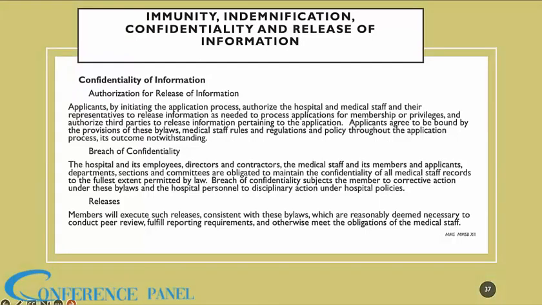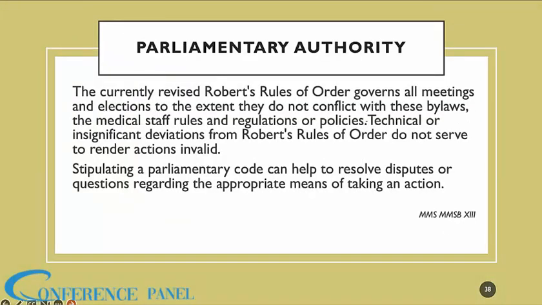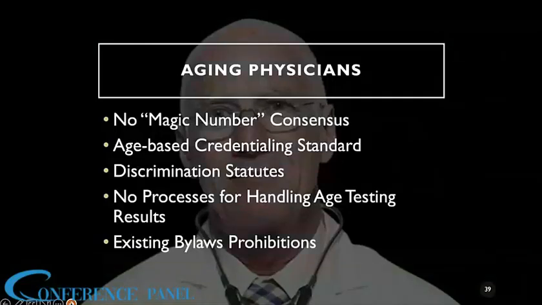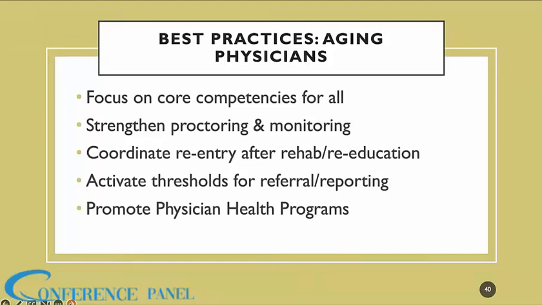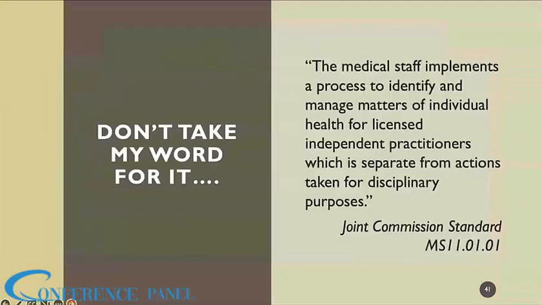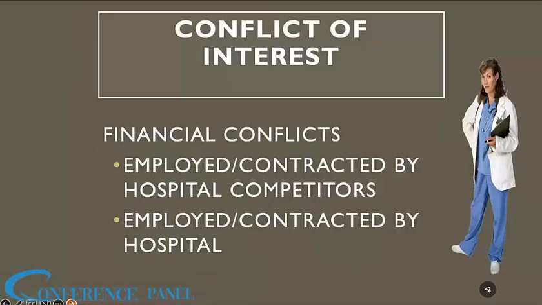I also recommend, everybody hates parliamentary authority, but it really can be helpful when you're up against a particular issue. I mentioned don't put an age in for your requirements for membership. Don't do it. Focusing on core competency and having that wellness committee, that health committee, the Joint Commission wants you to do it. Conflict of interest, I've mentioned a couple of times. The medical staff is a sophisticated organization, and like any sophisticated organization, especially one that's judging others through peer review, it needs to have conflict of interest provisions.